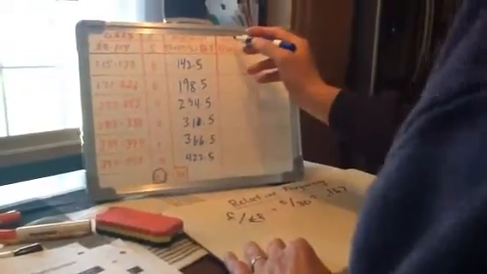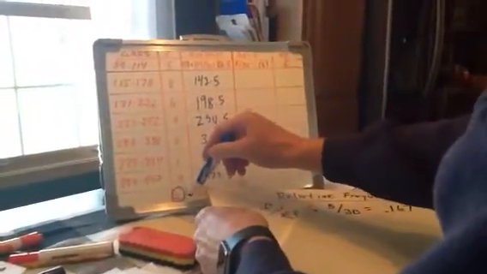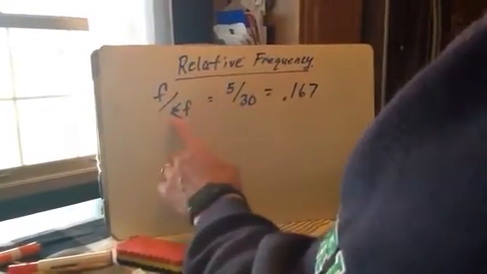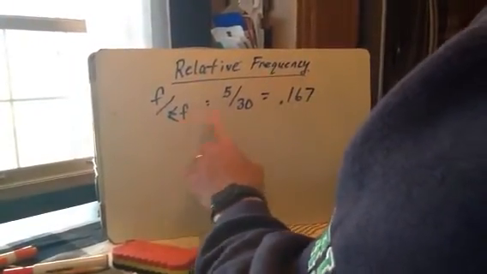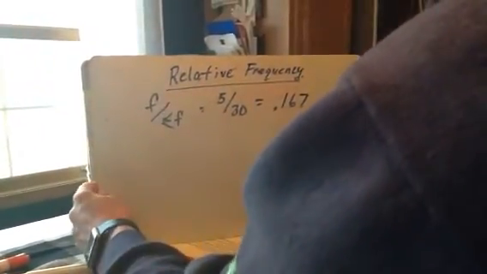So moving along to the relative frequency. The example I have written up here: take a frequency and divide it by the total. If you're taking notes, the frequency was 5. Our sigma frequency, or total frequency, is 30. 5 divided by 30, and we're just going to keep the decimal as is.